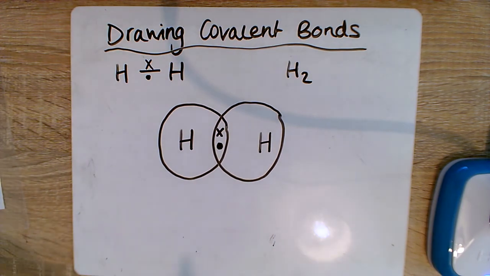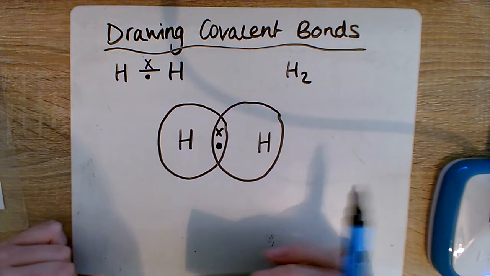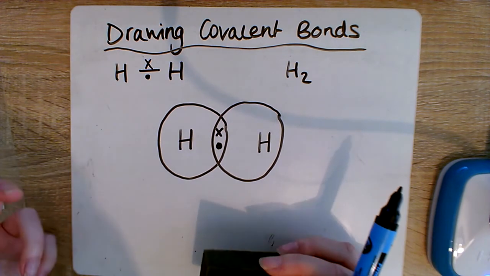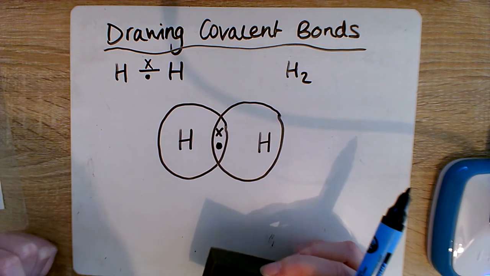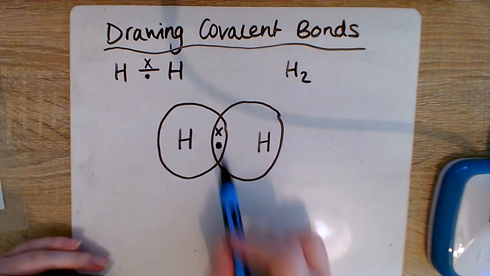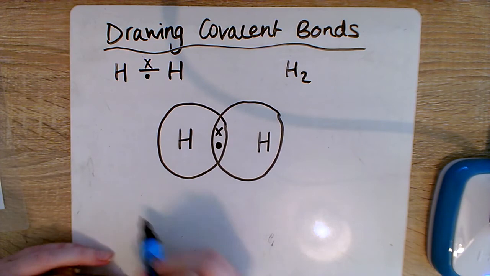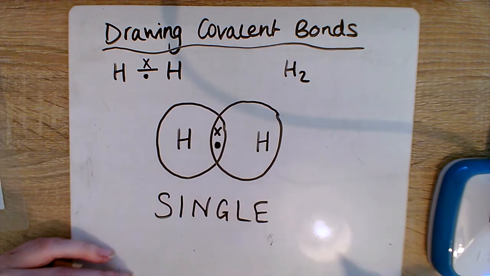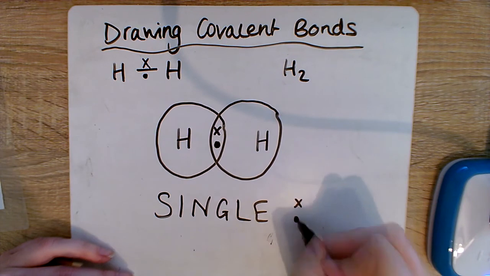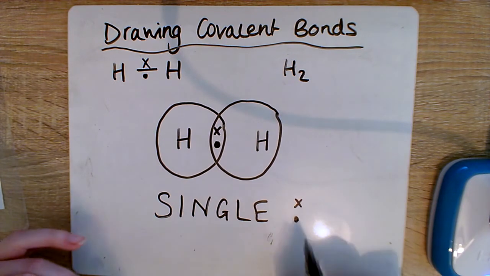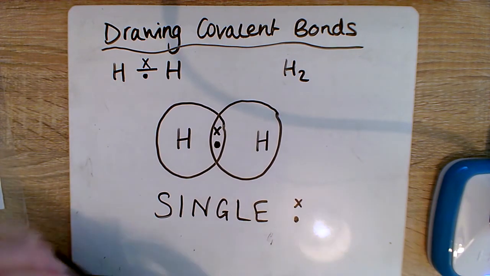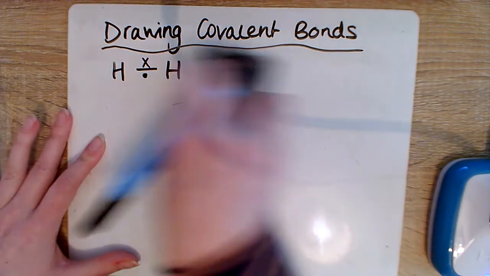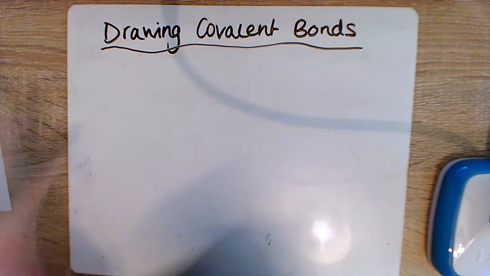Now, sometimes they might share more than one pair of electrons, and it just depends how many covalent bonds they need to form to get a full outer shell. So this here, with the one pair of electrons being shared, is a single covalent bond. One single covalent bond is a pair of electrons being shared, one dot and one cross. Now we can get double and we can get triple covalent bonds as well, which we will look at over the next couple of examples.